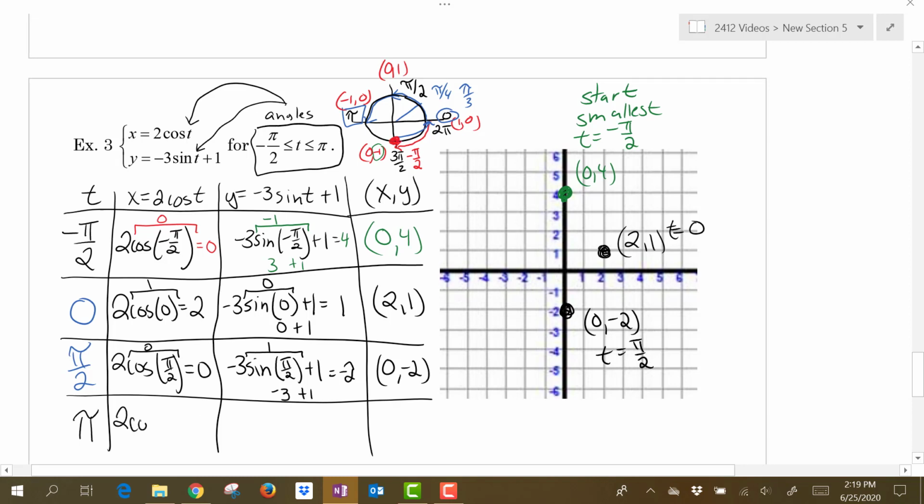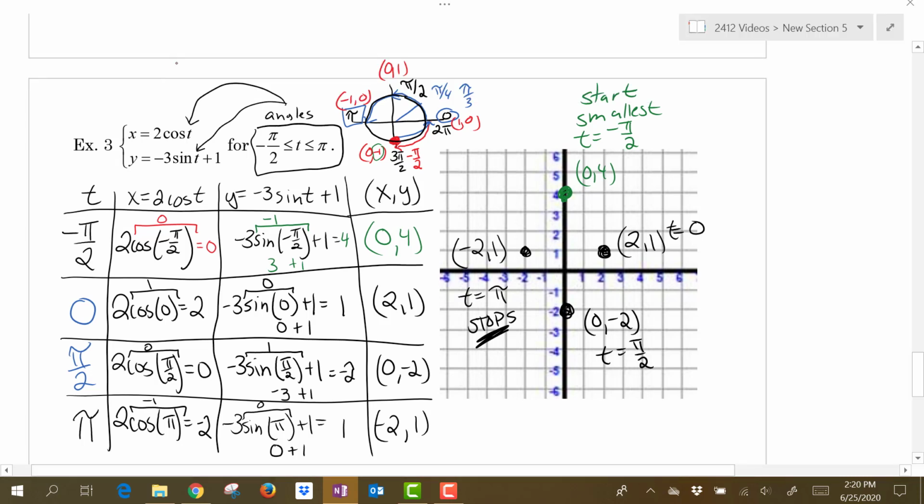And the last one, we have a t value of pi. 2 times cosine of pi. Cosine of pi is negative 1. 2 times negative 1 is negative 2. Sine of pi, that's 0. Negative 3 times 0 is 0. 0 plus 1 is 1. So negative 2 comma positive 1. And that happens at a t value of pi. That's the largest t value, so here's where the path stops.